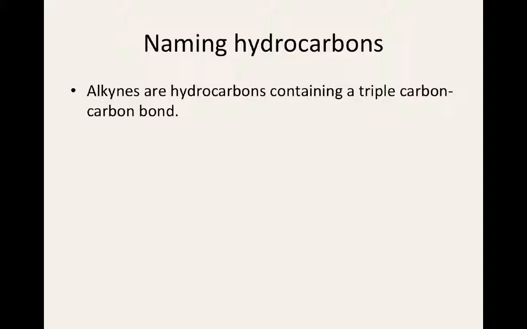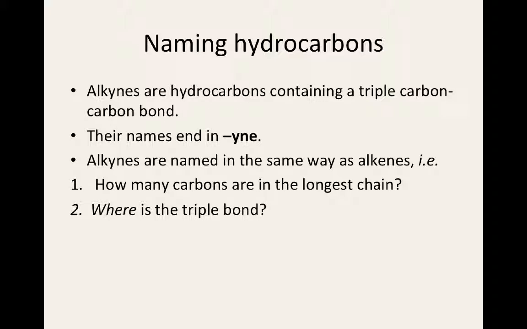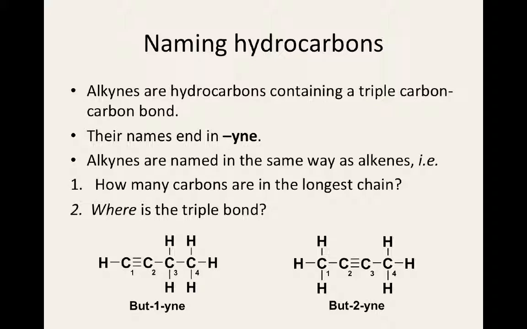Alkynes are hydrocarbons which contain a triple carbon-carbon bond. Their names end in -yne, Y-N-E. Alkynes are named in the same way as alkenes, so the number of carbon atoms in the longest chain forms the basis of the name, and the position of the triple bond must be specified. Here are two examples. Both molecules have 4 carbon atoms in their backbone, so are based on butyne. The molecule on the left has a triple bond starting at carbon 1, so is but-1-yne, and the molecule on the right has the triple bond starting at carbon 2, so is but-2-yne.